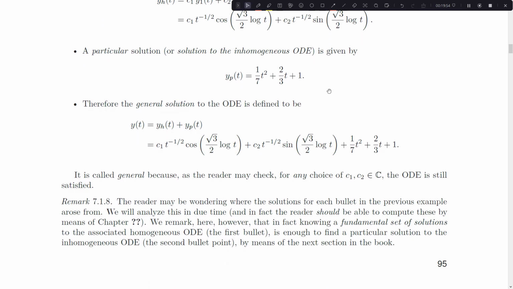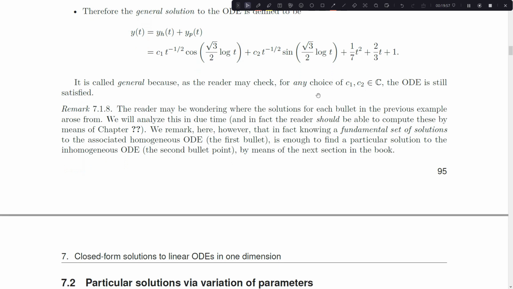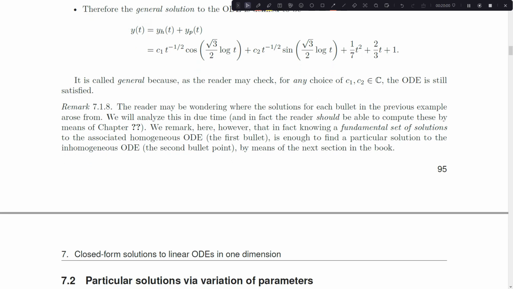Okay, then I make a very brief remark, saying that maybe the reader is a little interested as to where I came up with the fundamental set and where I came up with my particular solution from. That's the rest of the chapter, so we'll get there. This is really a glossary.